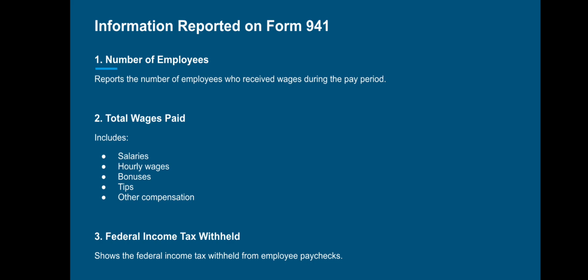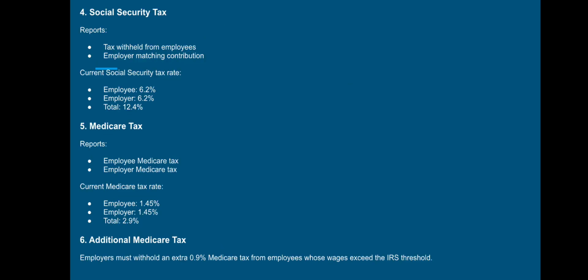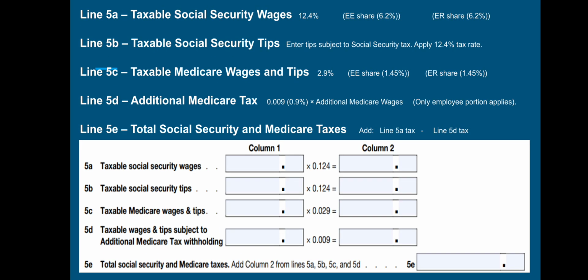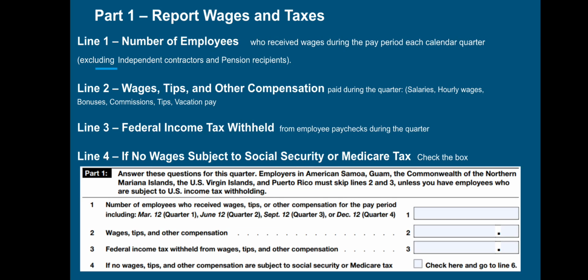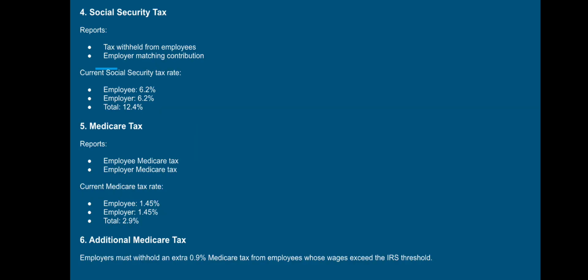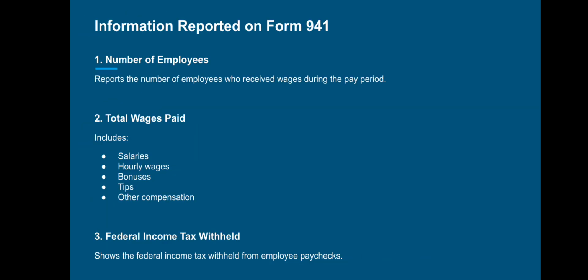First of all, the number of employees who received wages during the pay period. Second, the total wages paid, which include salaries, hourly wages, bonuses, tips, and other compensation. Third is payroll income tax withheld. Here you can see I have attached separate screenshots showing which detail should be posted in which box number. I'll explain that further, but this is the summary of those points.